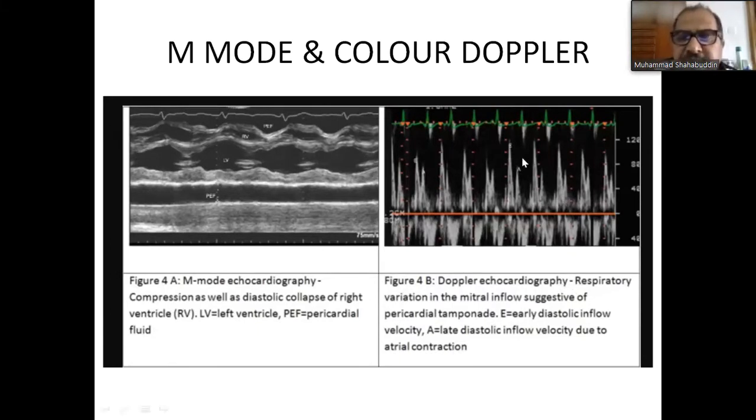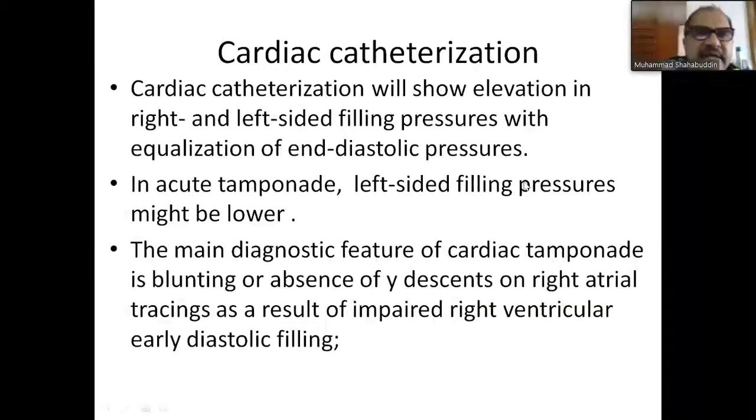Doppler recovery, respiratory flow reserve. Cardiac catheterization will show the elevated right atrial and left-sided filling pressure with the equalization of the end-diastolic pressure. In acute tamponade, the left-sided filling pressure might be lower. The main diagnostic feature of cardiac tamponade is blunting or absence of the Y descent of the right atrial tracing as a result of impaired right ventricular early diastolic filling.